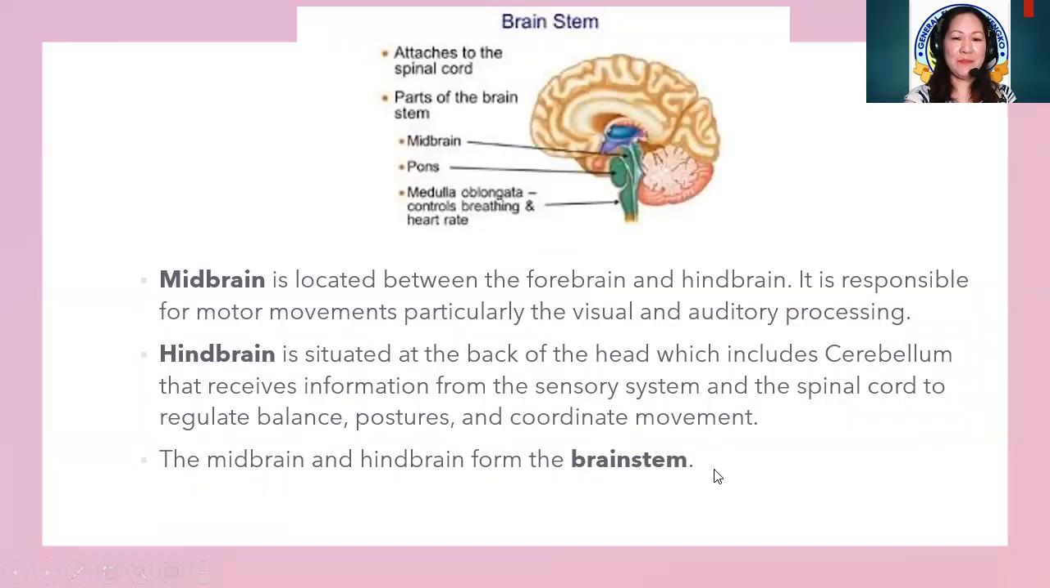So let's have naman the brain stem. So yung brain stem, yung bandang dito sa may likuran yan, papuntang spinal cord. So, tapos na tayo sa forebrain. So tingnan naman natin yung midbrain and hindbrain. For midbrain, dito yan, malapit nga sa brain stem. So it's located between the forebrain and the hindbrain. So pagitan ng dalawa. And it is responsible for motor movements, particularly the visual and auditory processing.